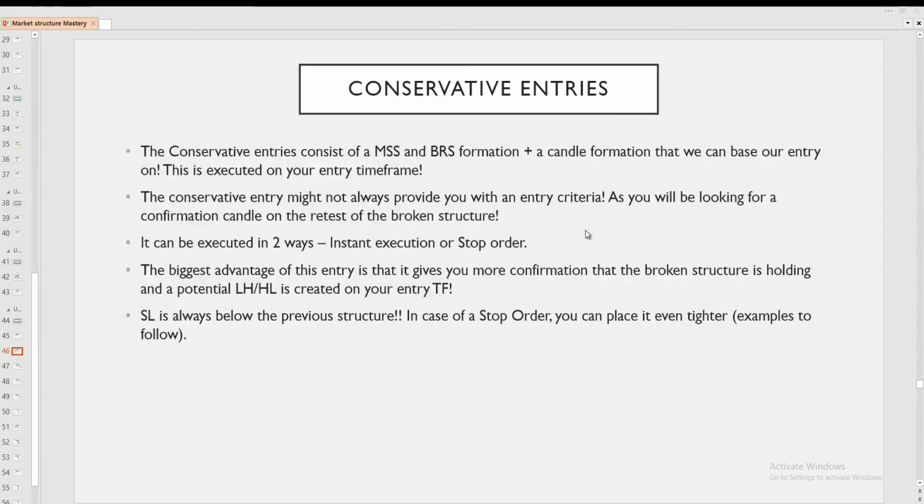So your stop loss should always be below the previous structure. That depends on the example because there could be a lot of variables, but always try to place your stop loss below the previous structure as safe as possible. And if you use stop orders, then you can actually place it even tighter. And I'm going to show you examples because then you expect the higher low to be created. So you actually set it just below, or of course above, the lower high or below the higher low. So let's jump into some examples right now.